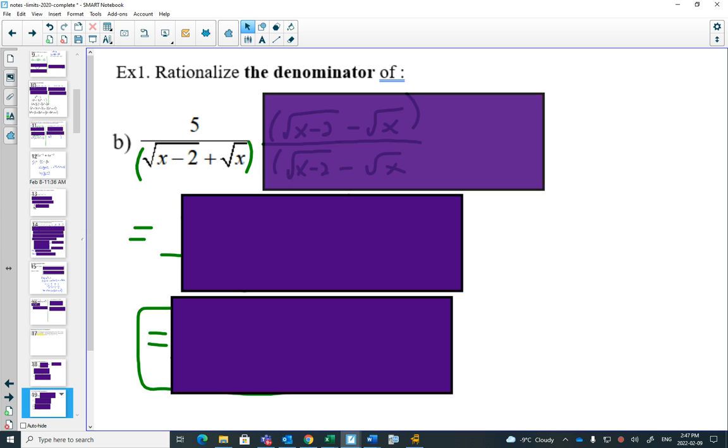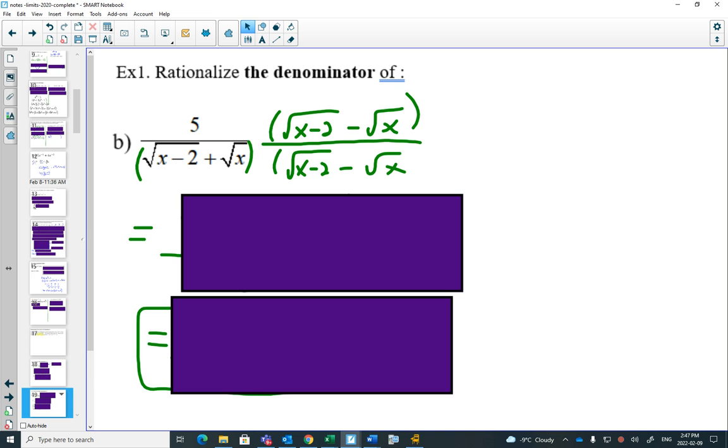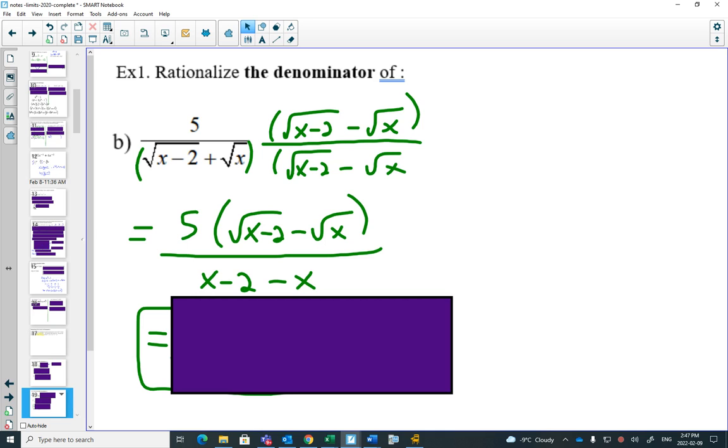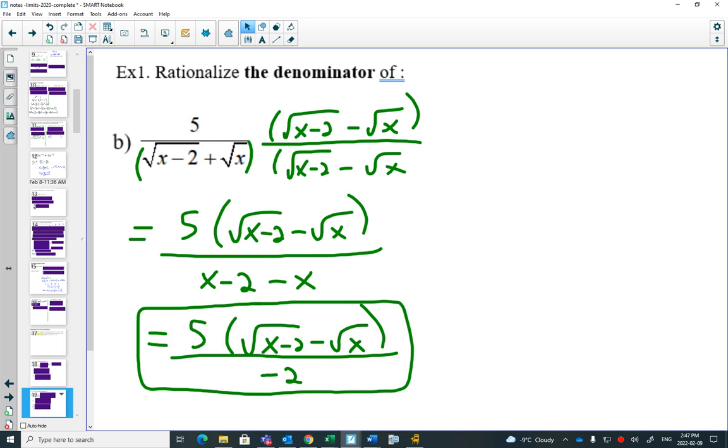All right, a check on this one. So this time, there's a plus sign here, so you'd have to have a minus sign. Multiplying it out and simplifying. And again, I left it in the factored form here.